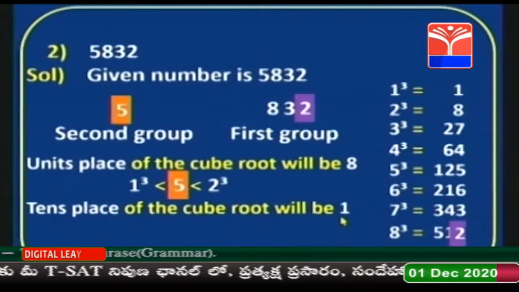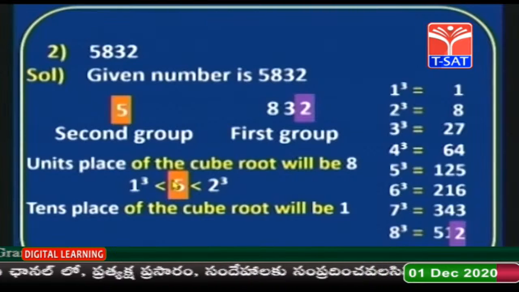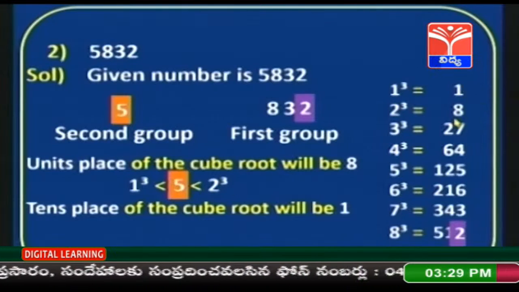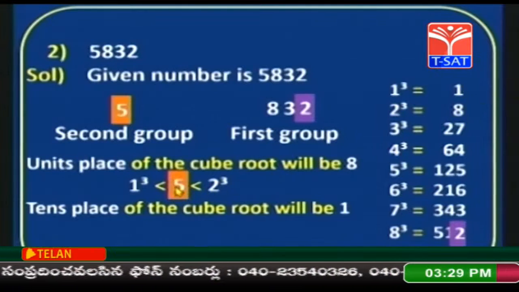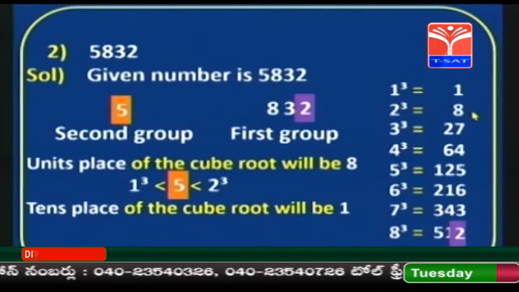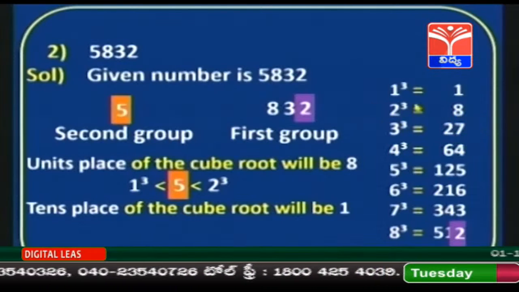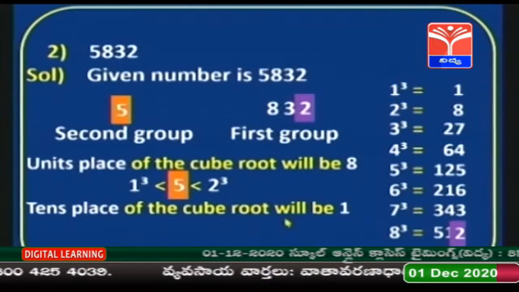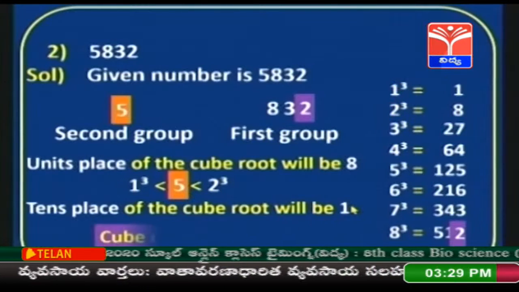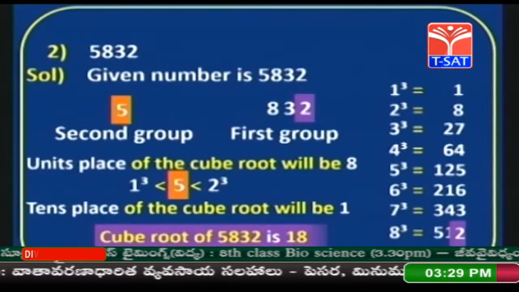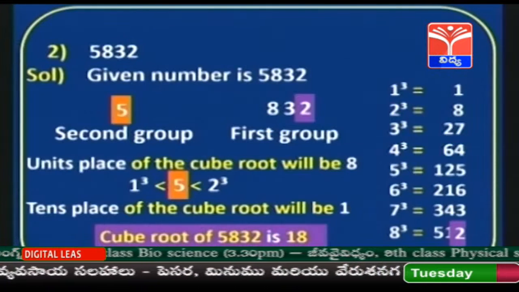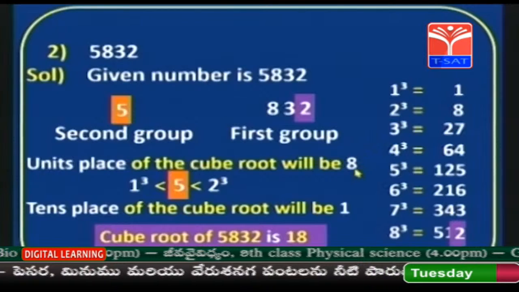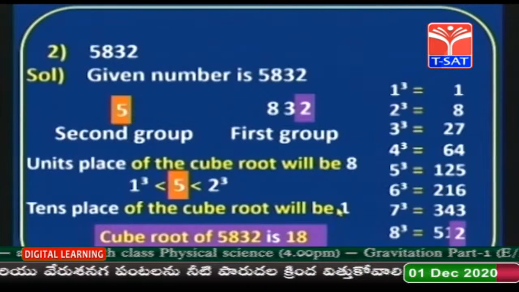Children, here why am I taking 1 again? Because this value 5 is lying between 1 and 8. Suppose if I have a number here 12, what do you have to do? You have to take between 8 and 27, then you have to take 2. As 5 is lying between 1 and 2, you have to take 1. So what is the answer here? Cube root of 5832 is 18. Units place is 8, tens place is 1.